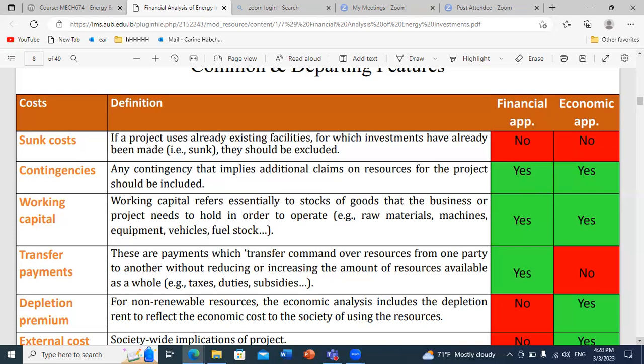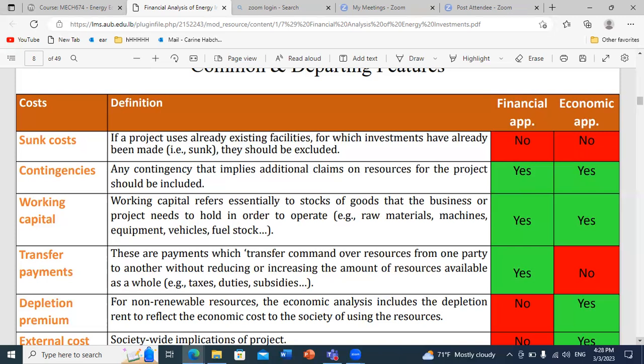Now, what about contingencies? Whenever we talk about contingencies, it means that we have something that we need. While doing the project, we have new needs that we didn't pay attention to before, or maybe we have, let's say, extra demand. So we have additional claims on resources for the project. Of course, any contingency should be included in the financial and economic approach.